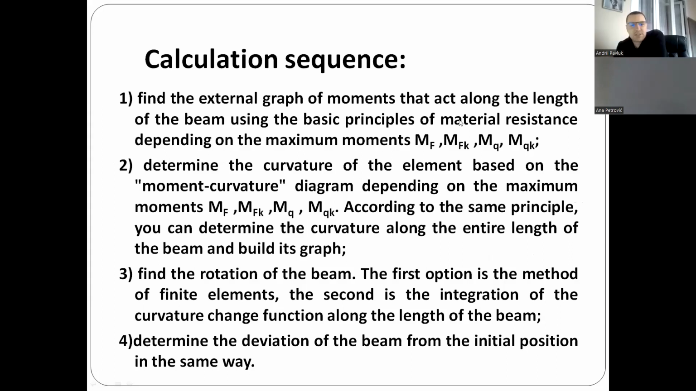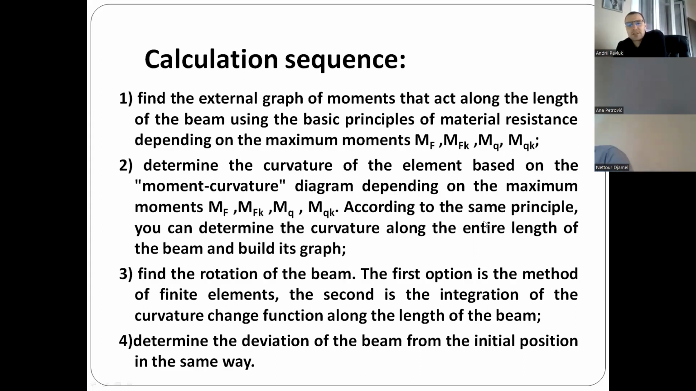On the next slide, we can see the calculation sequence. The first step is to find the external graph of moments that act along the length of the beam, using the basic principles of material resistance, depending on the maximum moments MF, MFK, MQ, MQK. Then determine the curvature of the element based on the moment-curvature diagram depending on the maximum moment MF, MFK, MQ, MQK. According to the same principle, you can determine the curvature along the entire length of the beam and build its graph.